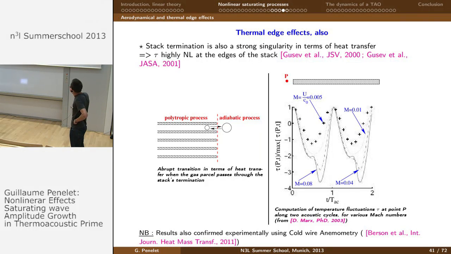So in this picture, we see the temperature oscillations as a function of time at this point, which is close to the stack end, and for different values of the acoustic Mach number. This is for a low Mach number, and this is for a high Mach number, and we can clearly see that there is a strong nonlinearity in the temperature fluctuations. How this high nonlinearity will impact the advective transport between the stack and the heat exchangers is not clear.